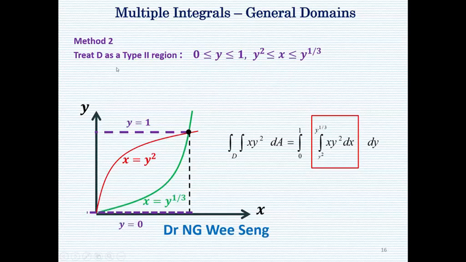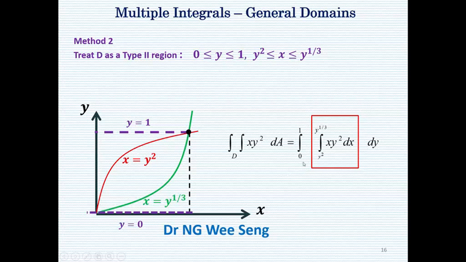Interestingly, the region D is also a type 2 region. It's a type 2 region because the region is bounded between 2 horizontal lines, y equals 0 and y equals 1. And between these 2 horizontal lines, we see a curve lying entirely to the right of another curve. We rewrite the equation in the form x equals a function of y. So y to the power of 1/3 is the larger function. x equals y squared is the smaller one.